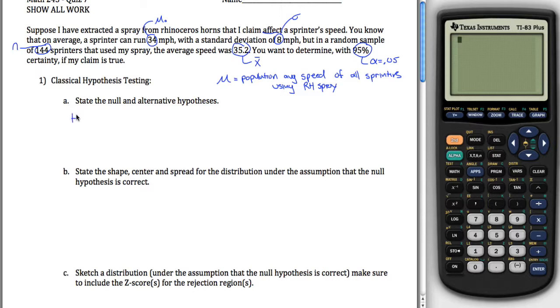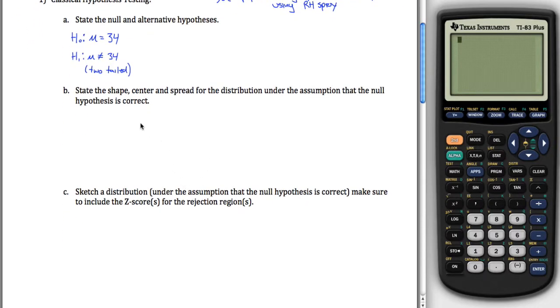State the null and alternative hypothesis. Sure, this is classical hypothesis testing here. My null hypothesis is that mu, this thing that I just talked about, is the same as mu naught. It's just equal to 34. My alternative hypothesis, be careful here, is that mu, I claim that it affects a sprinter's speed. So it would be that mu does not equal 34. I'm not saying this thing makes people faster or slower. I'm saying that it affects. So what I have here is a two-tailed test. Mu equals 34 is my null hypothesis. Mu does not equal 34 is my alternative hypothesis.